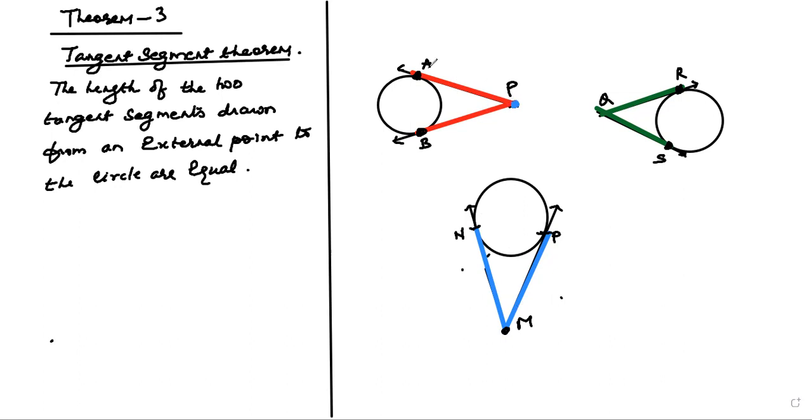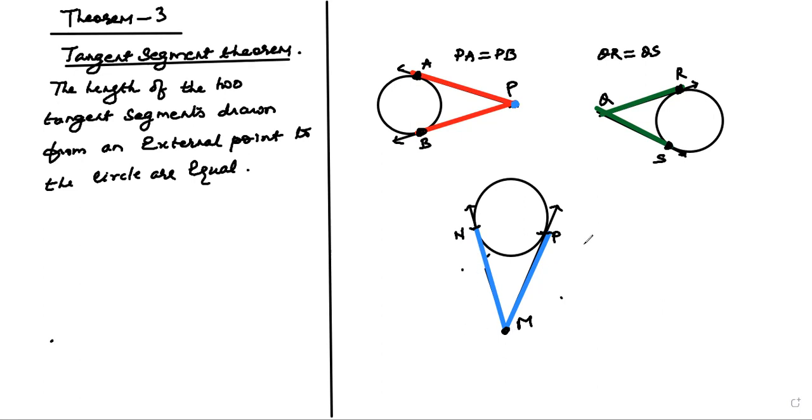Like you can see here, PA and PB are the tangent segments drawn from an external point to the circle. These two, PA and PB, are equal. The theorem says PA and PB are equal. The moment you see something like this, QR equal QS, okay? Here the tangent segments are QR and QS. So QR equal QS by the tangent segment theorem.